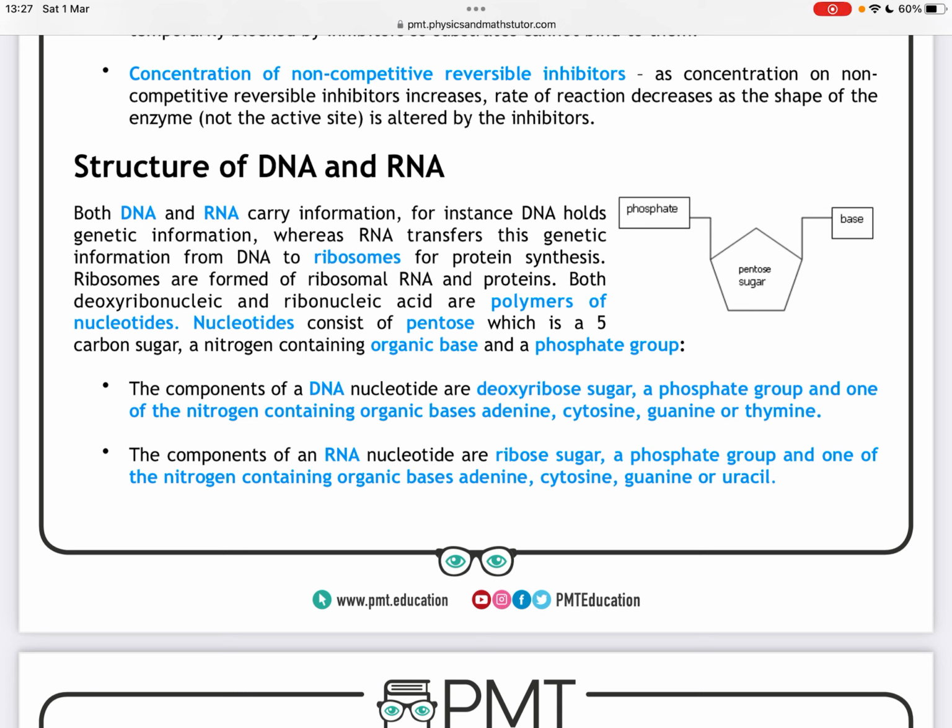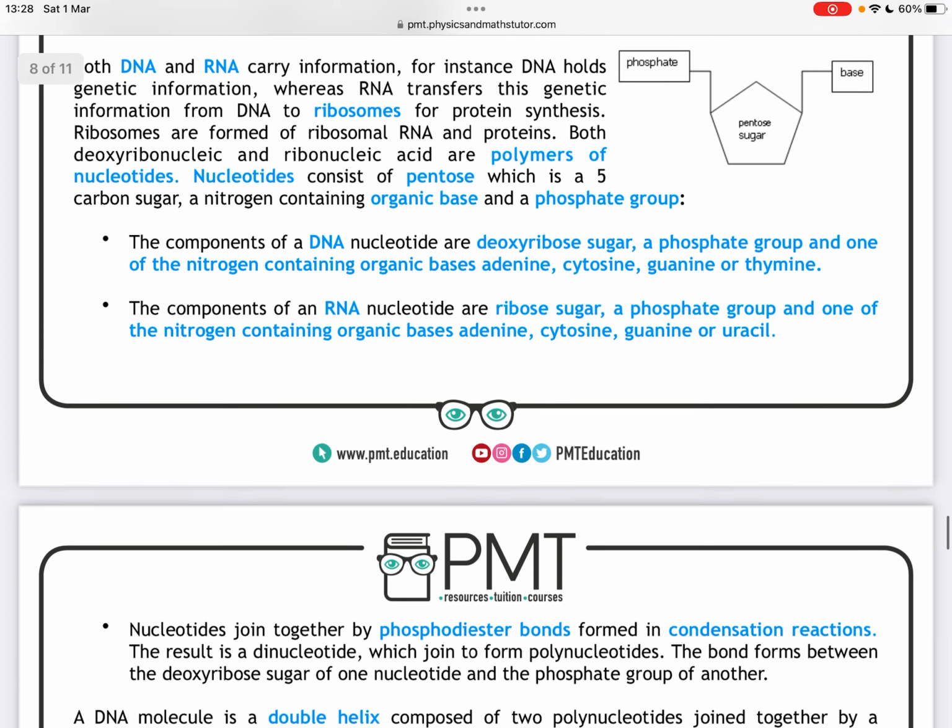The components of the DNA nucleotide are deoxyribose sugar, phosphate group, and one of the nitrogen-containing organic bases: adenine, cytosine, guanine, or thymine. For the RNA, they have ribose sugar. The first one has deoxyribose from its name, deoxyribonucleic. The second one, RNA, has ribose from its name, ribonucleic. And a phosphate group, and one of the nitrogen-containing organic bases: adenine, cytosine, guanine, or uracil.